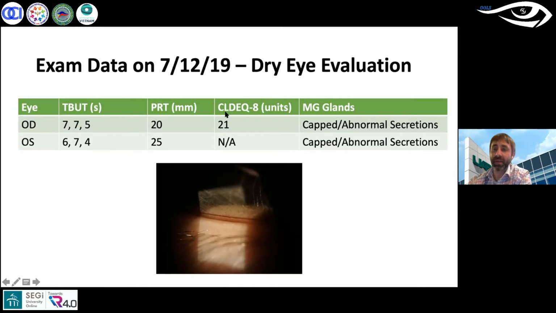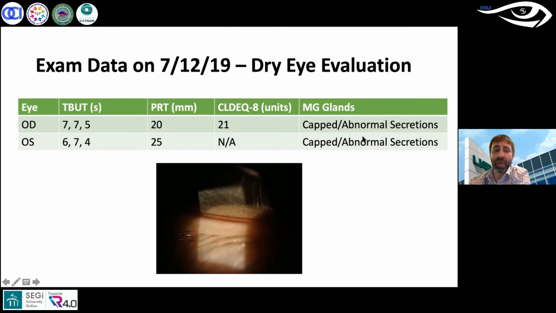We did a validated symptoms questionnaire, specifically the contact lens dry eye 8 questionnaire. And she had a score of 21. Anything more than 12 on this survey indicates that you may need to change a contact lens to improve it. So this person was highly symptomatic, like they were saying. We just wanted to quantify it so we could track this patient over time.